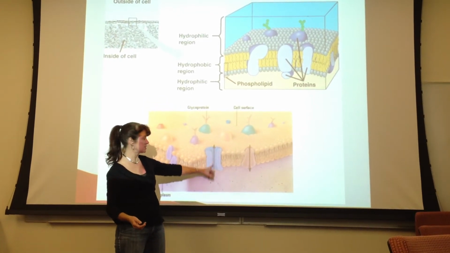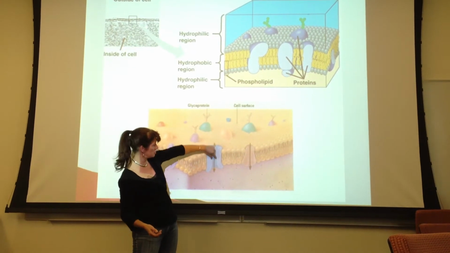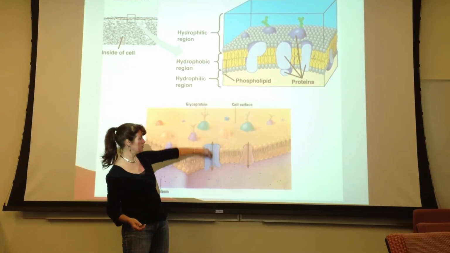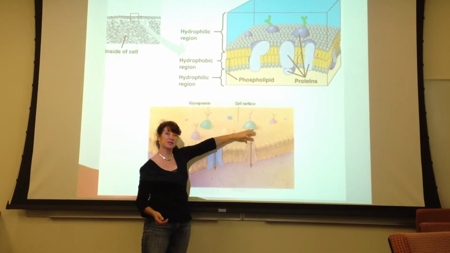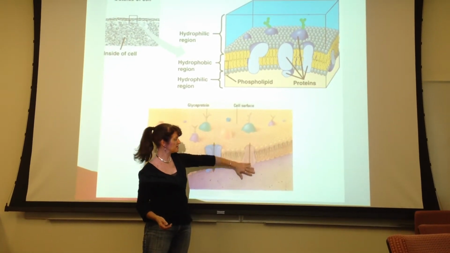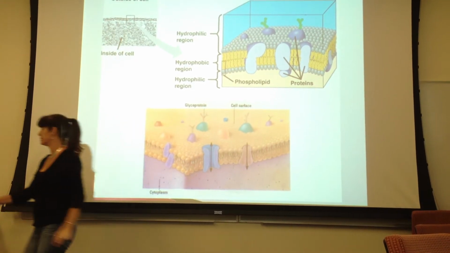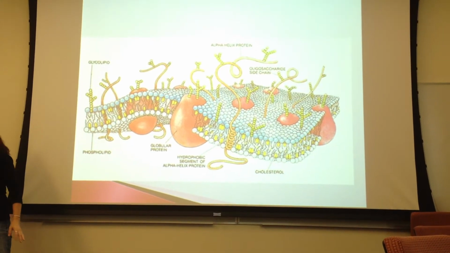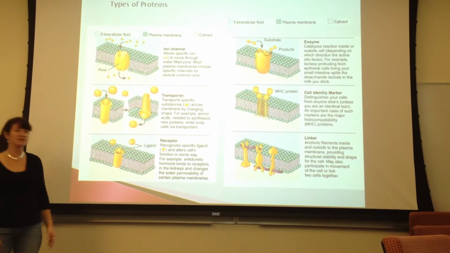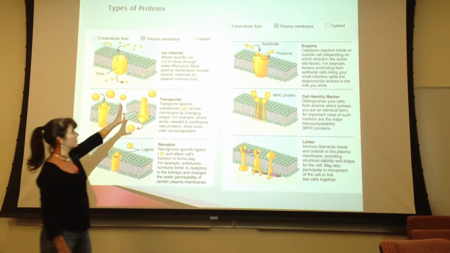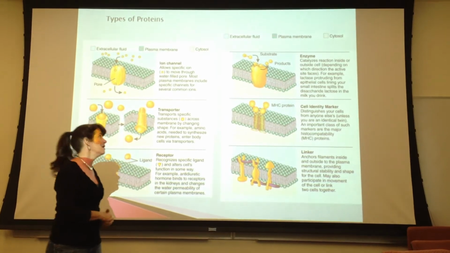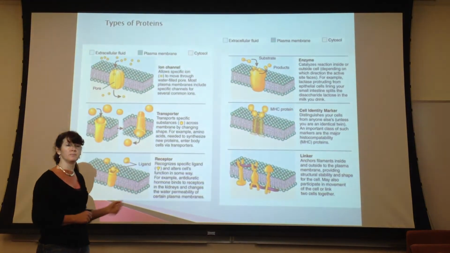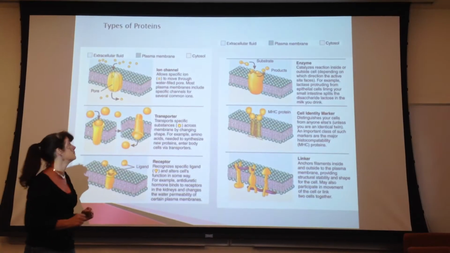For instance, this one is a channel protein, which has a tube down the center, and material can move back and forth across it. Or carrier proteins, where the substance binds on one side and is flipped across into the other side. So these are the different kinds of proteins. I'm not going to go into all of them, but the different proteins have different types of methods for getting materials across the cell membrane.